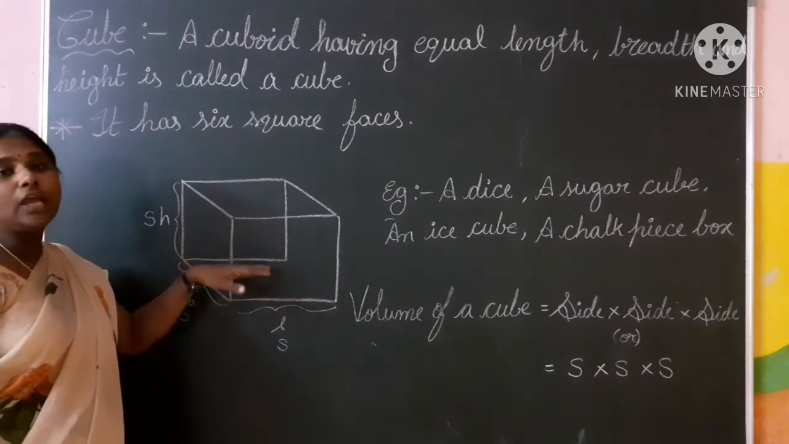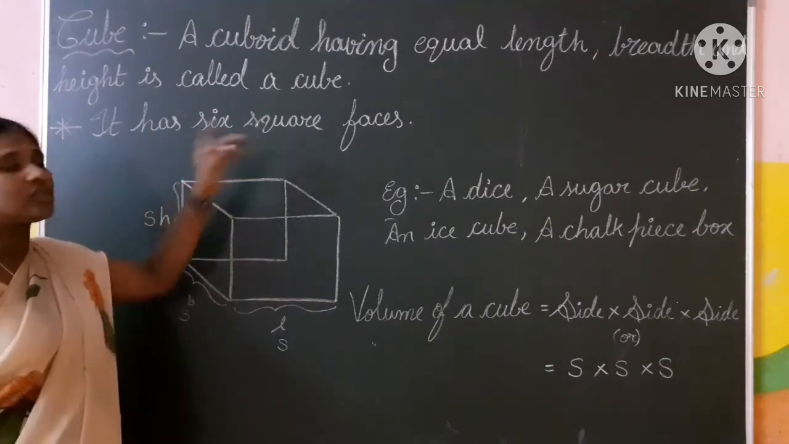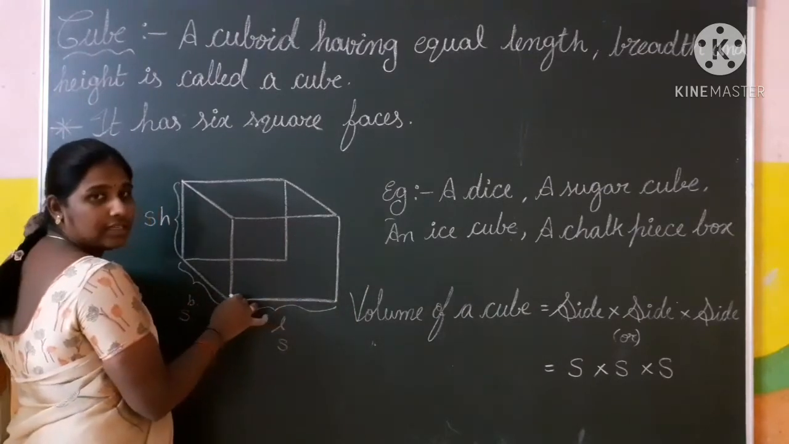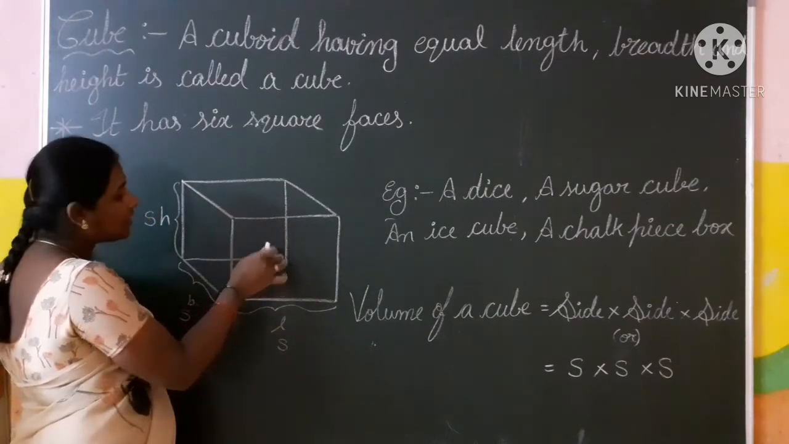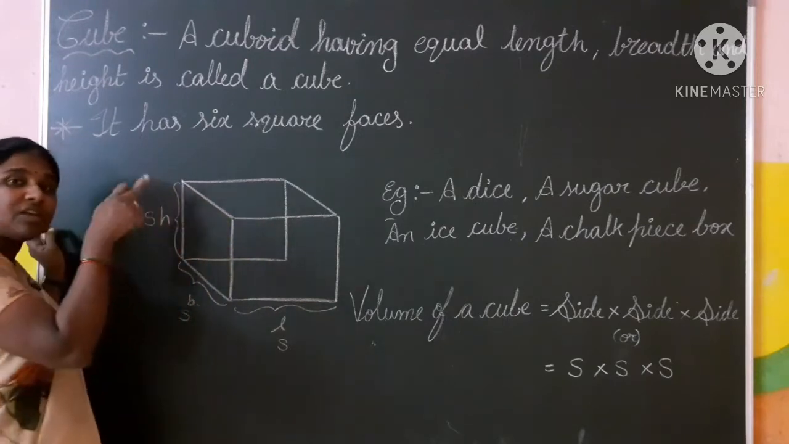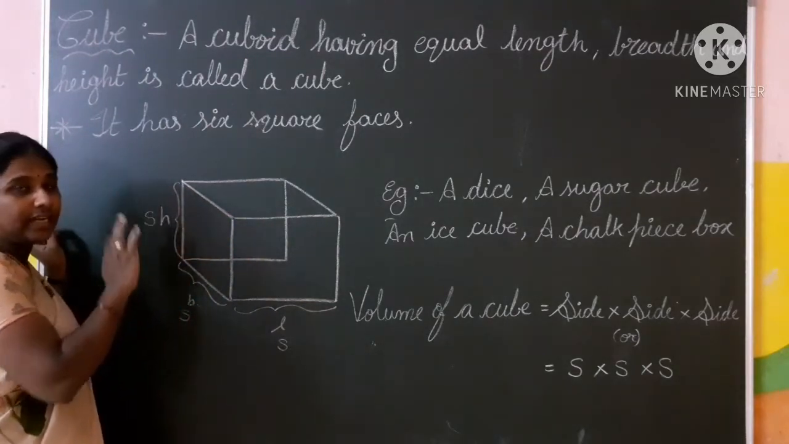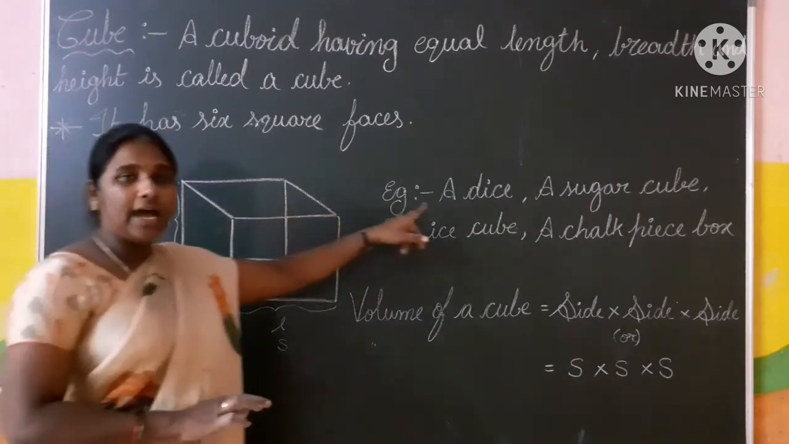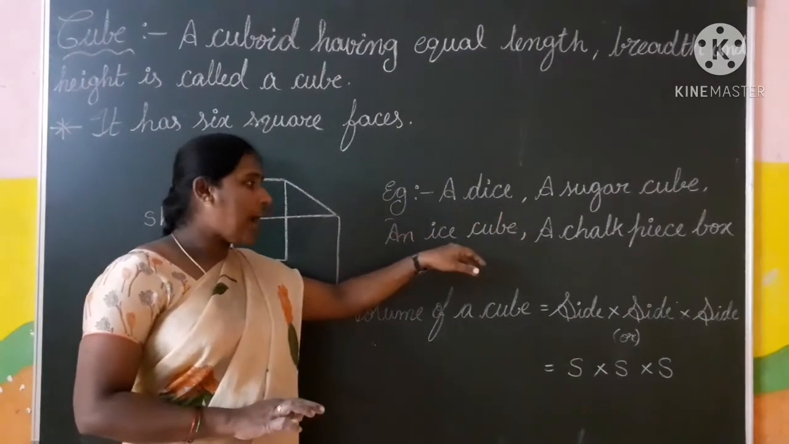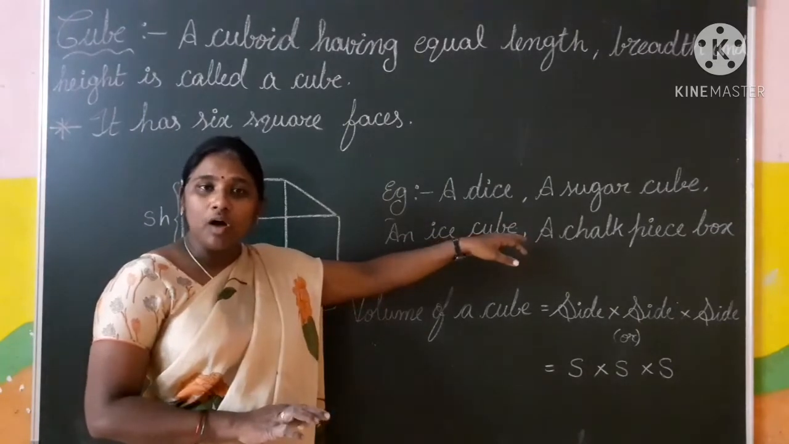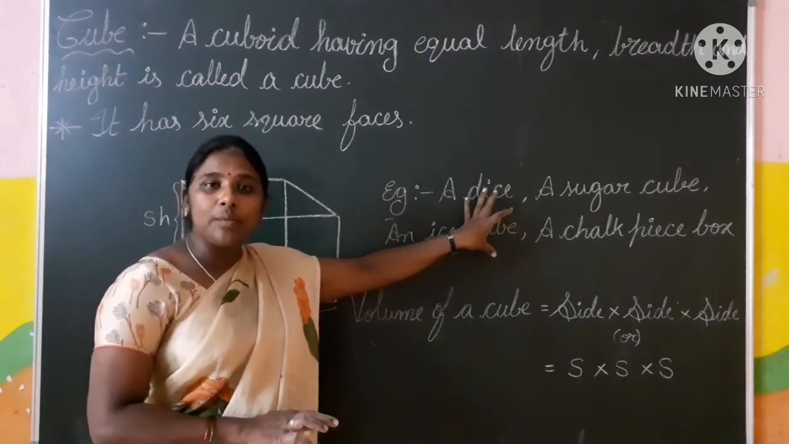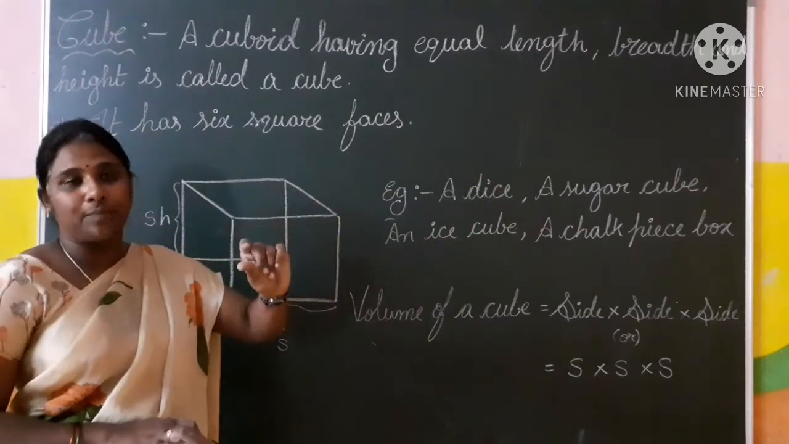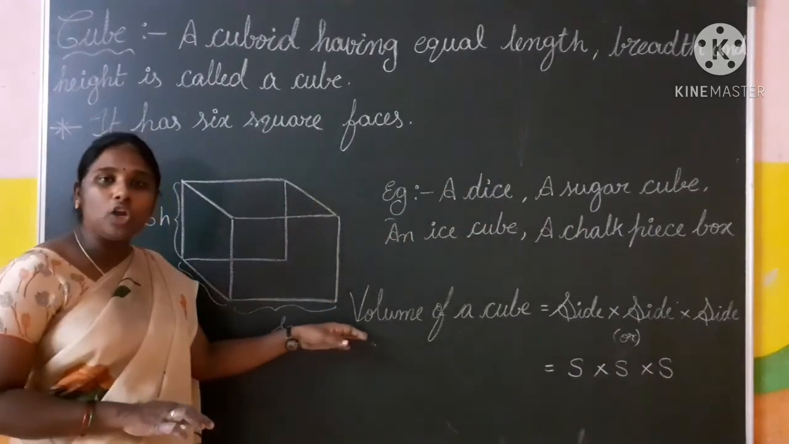It makes a cube. It has 6 square faces. The face of a cube is a square shape. The face of a cuboid is a rectangle shape. What are examples of a cube? Dice, sugar cube, ice cube, chalk piece box. These are all examples of a cube. These all look like a cube shape.